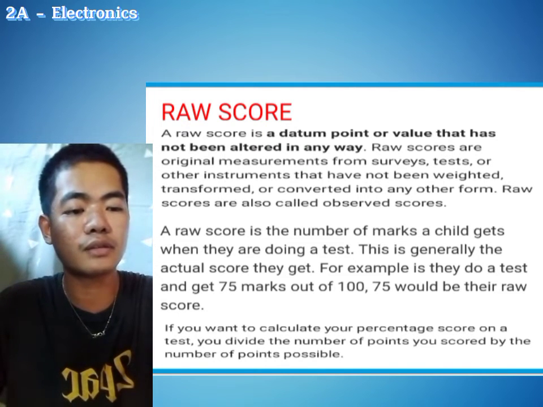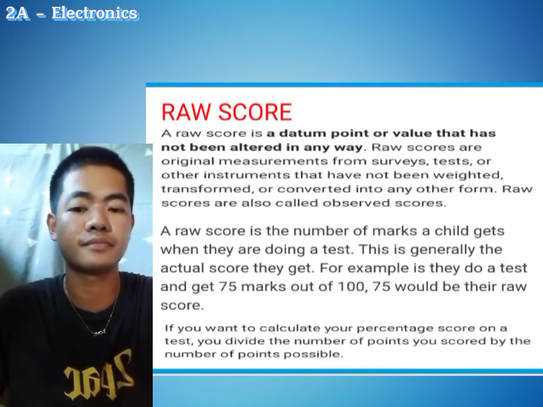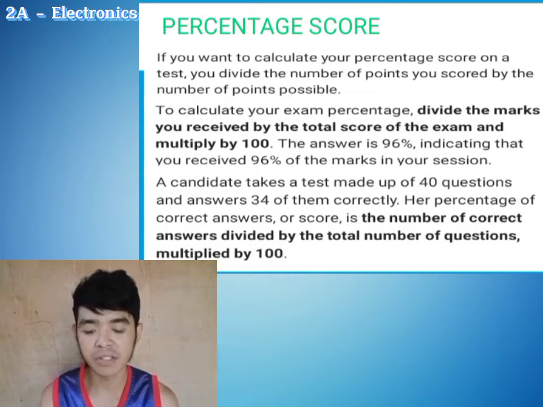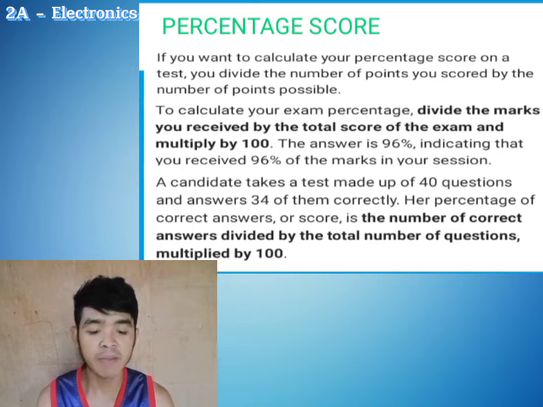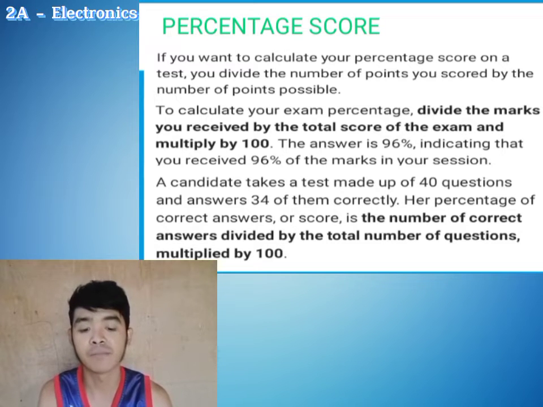We have here percentage score. If you want to calculate your percentage score on a test, you divide the number of points you scored by the number of points possible. To calculate your exam percentage, divide the marks you received by the total score of the exam and multiply by 100. The answer is 96%, indicating that you received 96% of the marks in your session.